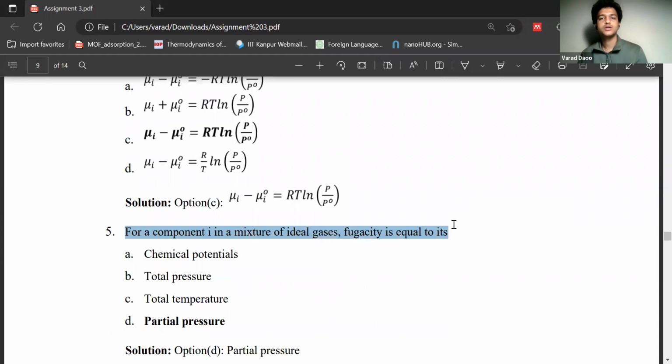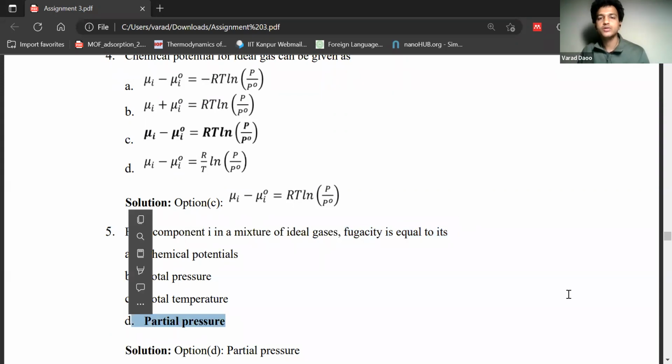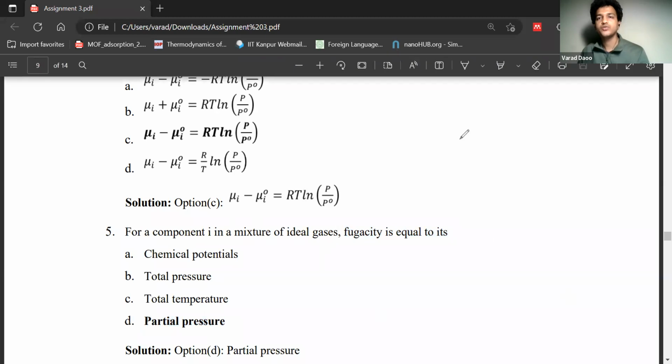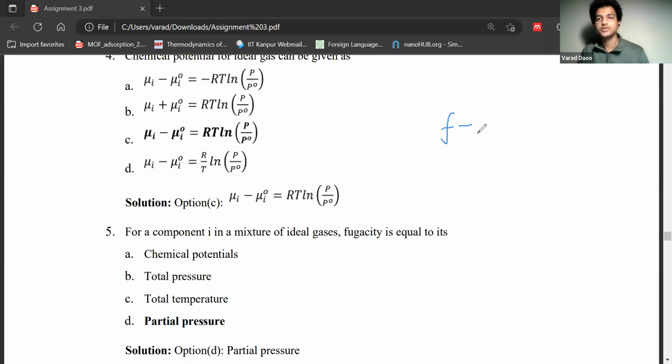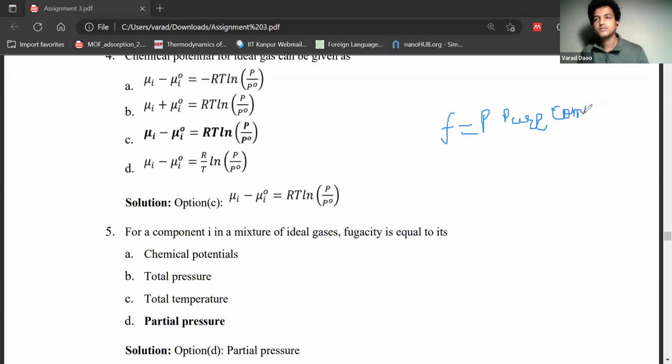So this is the next question, right? For a component I in a mixture of ideal gases, the fugacity is clearly the partial pressure. You don't even have to ask why, because we know for an ideal gas, fugacity is equal to pressure. This is for a pure component, the pressure of the ideal gas, right?